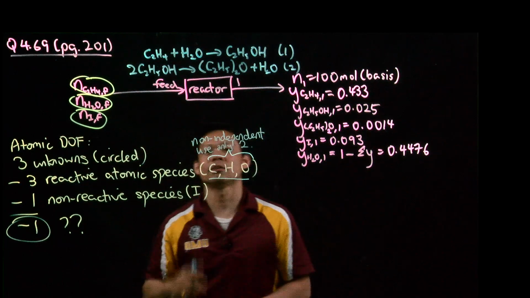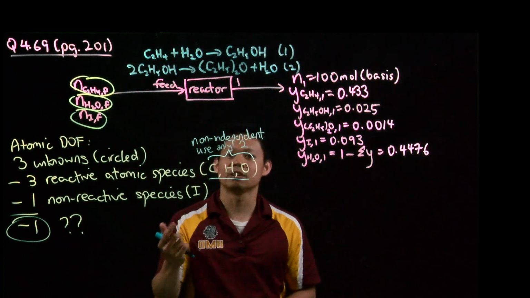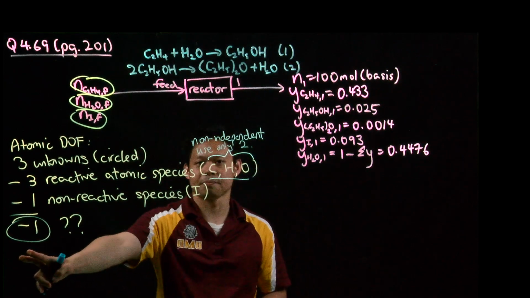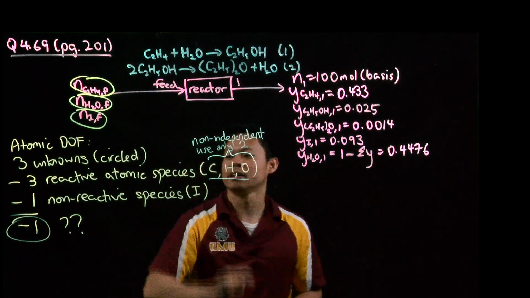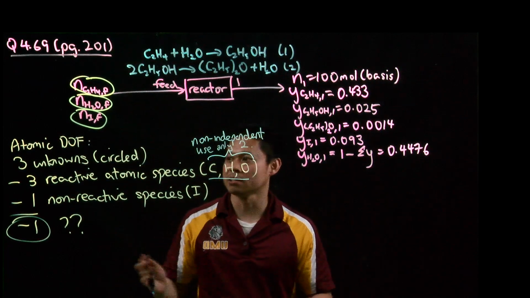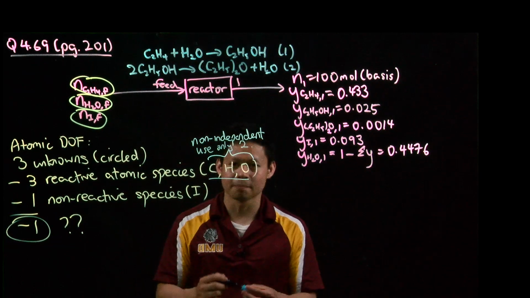And in this case, it turns out that you can either use C and H, C and O, or H and O. You just can't use all 3 of them, and we do not need all 3 of them. We only need 2 of the balances and then 1 inert, 1 non-reactive species, molecular species balance, and we can solve this problem for our 3 unknowns.